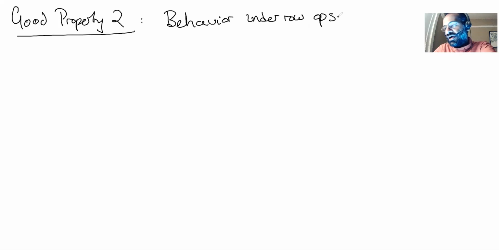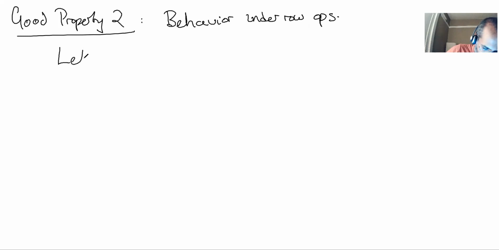Okay, so I'm just going to state this. I think this is the first thing in the course that we're not going to prove. I believe you can find a proof in the book, but we're not going to prove it. But here's good property number 2.